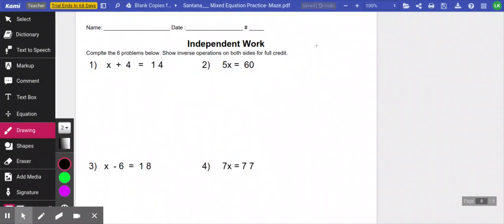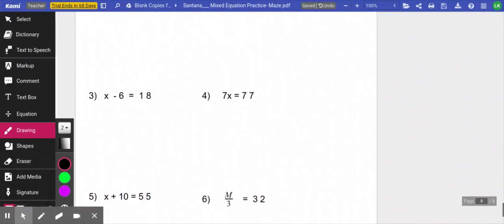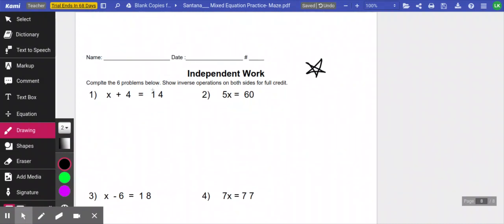And then independent work is the last one on the agenda. So this is 6 problems, mixed operations again. Pay really close attention to what the sign is and do its inverse. Make sure you show it on both sides for full credit.